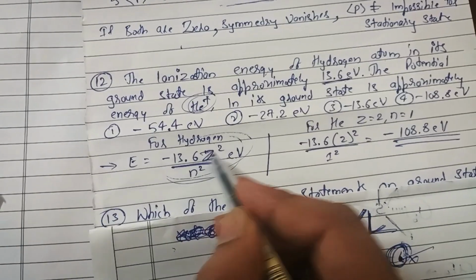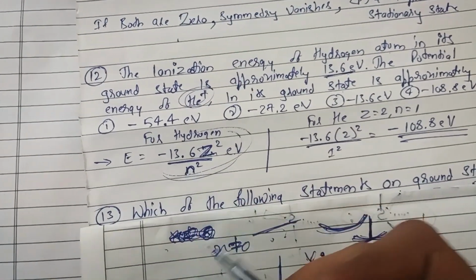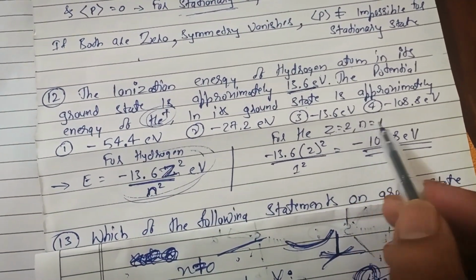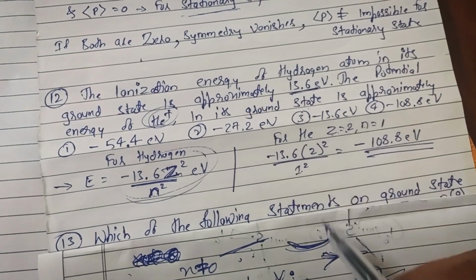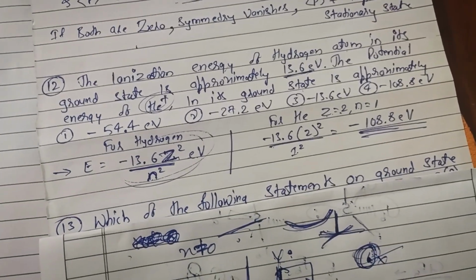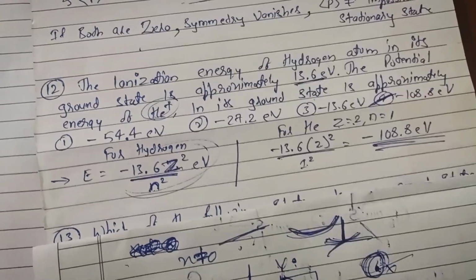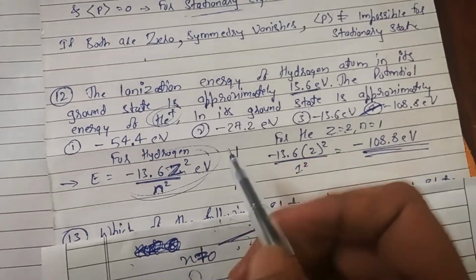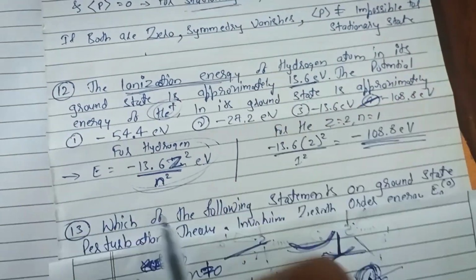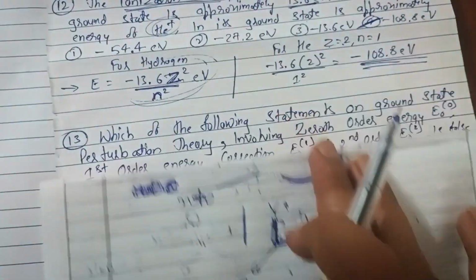Here z is the atomic number, which is 2, and n is 1. So z is equal to 2, n is equal to 1, z square divided by 1 square, hence it will be minus 108.8 electron volts. The fourth option will be the correct answer. These are simple questions about ionization energy. What is ionization energy? If you know this, then it is simple.